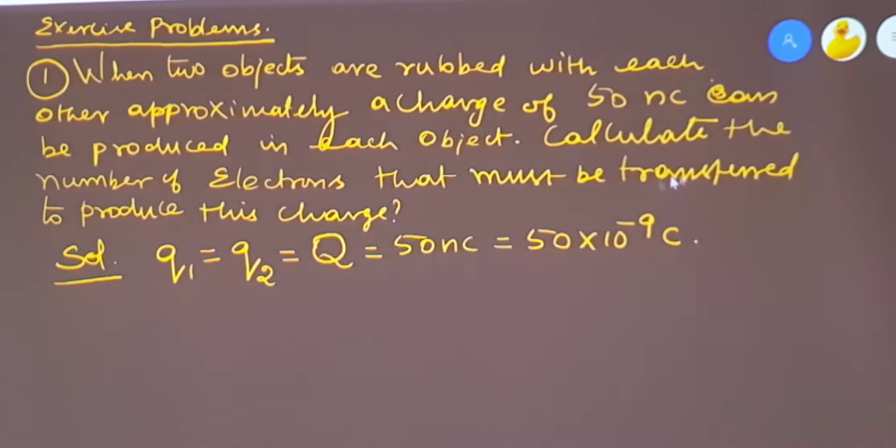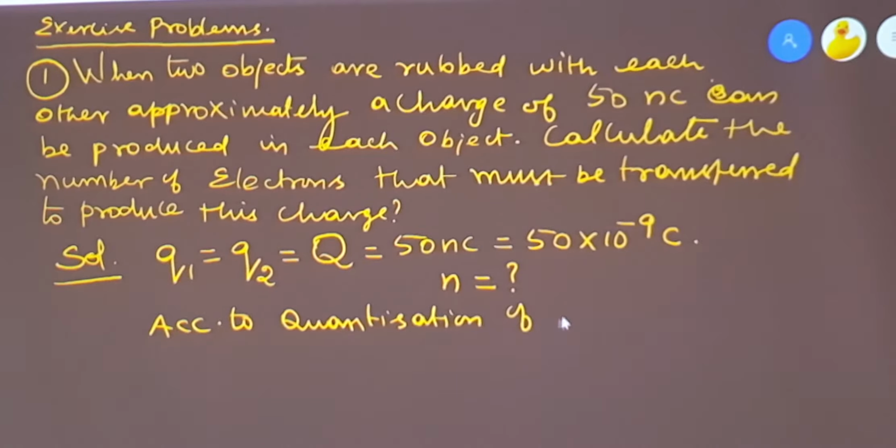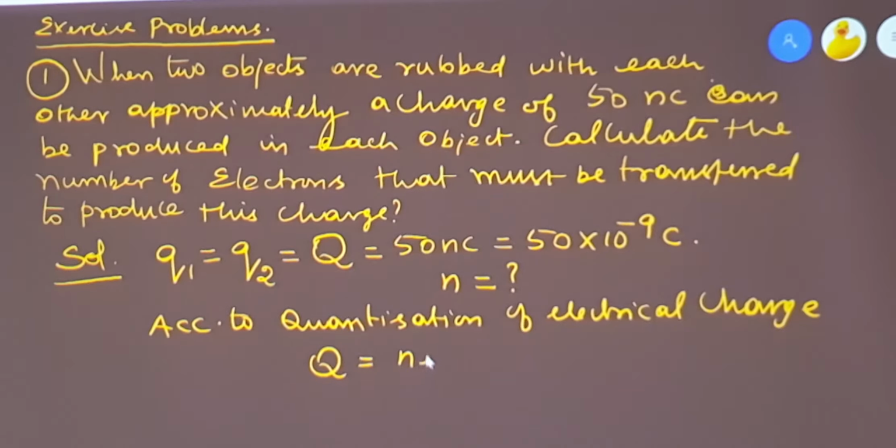Now, what is asked is the number of electrons that must be transferred. The number of electrons available is n. We have studied about the quantization of electrical charges. Use that formula. According to quantization of electric charge, in the properties of electrical charges, the total charge available Q is equal to N into E. Therefore, the number of electrons available N is equal to Q by E.